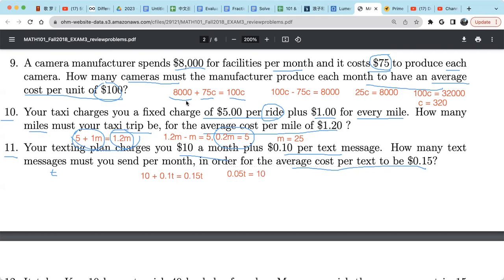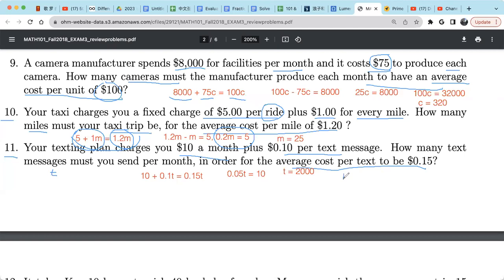Multiply 20 on both sides, because 0.05 times 20 gives us 1. Then T equals 2,000. You could also divide it, right? If you do 10 divided by 0.05, that's fine. Let me show you how to do that.